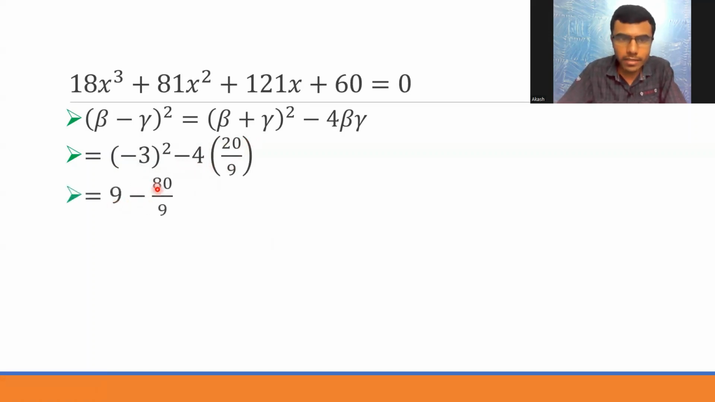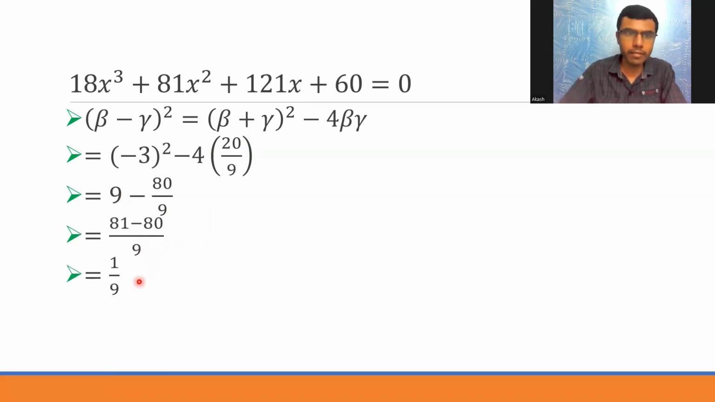So 9 minus 80 by 9. If I take LCM, I get 9 into 9 minus 80. What is 9 nines? 81. 81 minus 80, so ultimately this would be nothing but 1 by 9. Beta minus gamma whole square is 1 by 9.